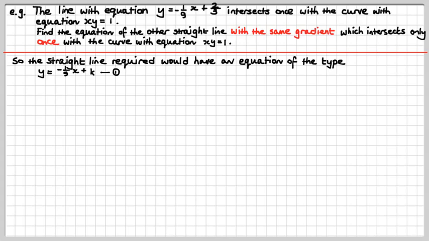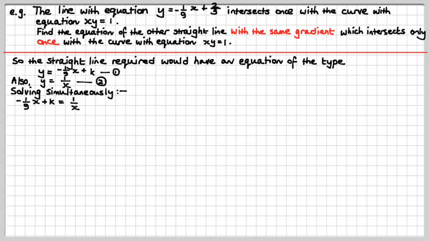Okay, so that's what we've got to do. So I think we've got a simultaneous equation, don't you? Yeah, I think we do, and then once we work it out, we can solve it for k so that there's only one solution, right?